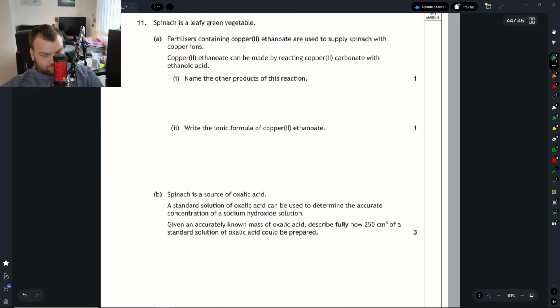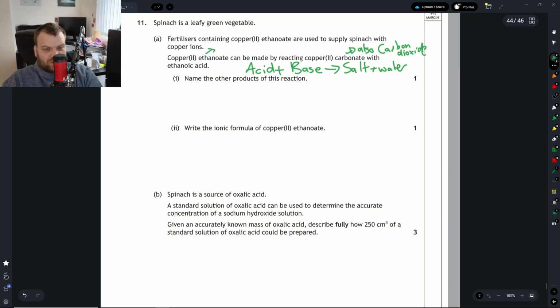Next one, we've got salt being made. Right, so it's acid plus base makes salt plus water. We also make carbon dioxide because it's a carbonate. So they have told us the salt is this thing. So it's going to be water and carbon dioxide.